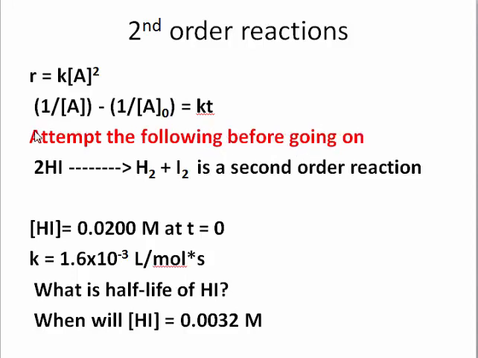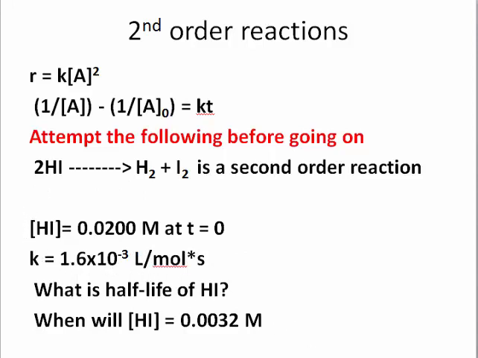Consider this before and attempt the following before going on. HI reacts to make H2 and I2. The reaction is second order. Assume an HI concentration of 0.02 molar at T equals 0. Remember, at our starting time, T is 0.